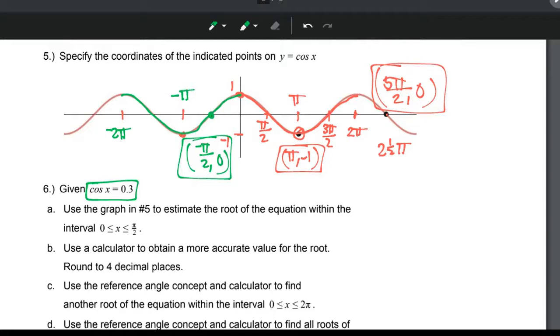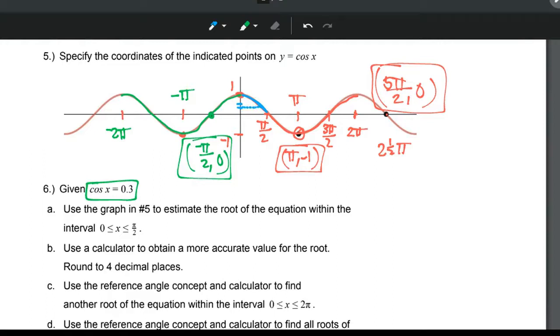For number 6, we're going to use different methods to solve cosine of x equals 0.3. In the first one, we're going to use the graph in number 5 to estimate the root of the equation within the interval of 0 to pi over 2. So we're only going to look at this portion of the curve from 0 to pi over 2. And we want to know, when would the cosine value be equal to 0.3? Well, it's a little hard to estimate on this tiny graph, but here would be 0.5. So 0.3 might be there.